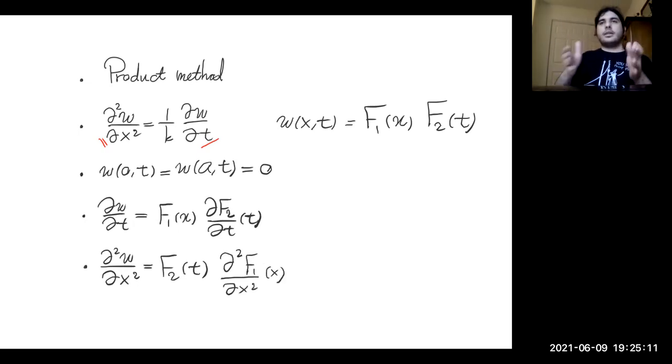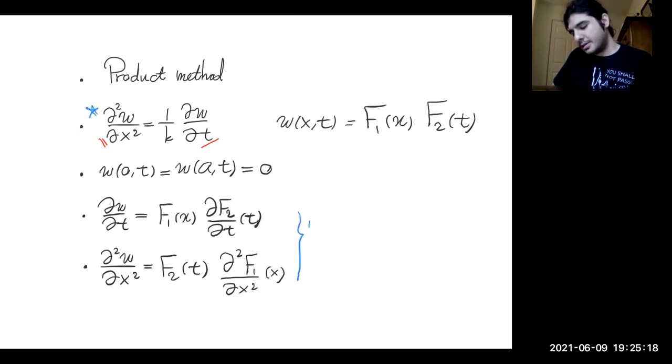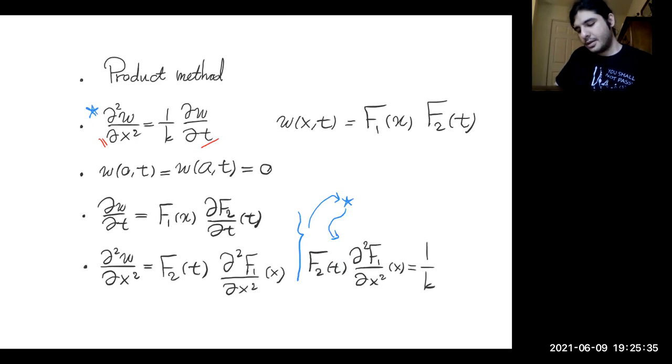Now, if we plug these things into the equation, let's show that with star, we are going to get this: f2 of t times the second derivative of f1 with respect to x is equal to 1 over k times the derivative of w with respect to t, which is f1 of x times the derivative of f2 with respect to t.